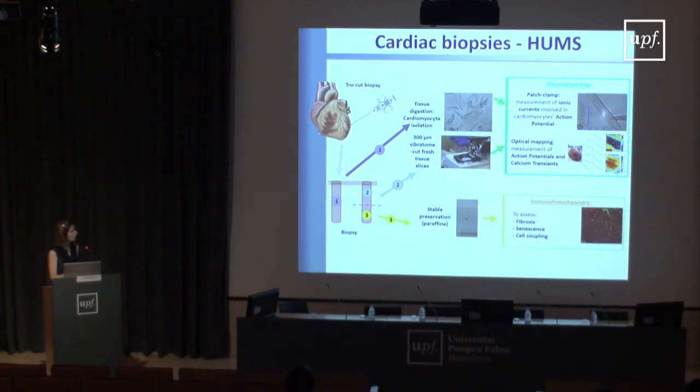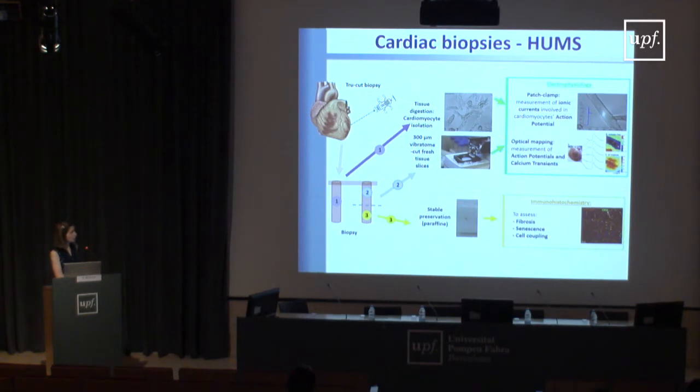And from those patients, before the surgery, we take a true cut biopsy, which means a biopsy of the whole ventricular wall. So it's a tiny piece of tissue, and from that biopsy, what we do is to do several analyses. So basically, one part of the biopsy is for cardiomyocyte isolation, so that we can perform experiments in the cells with the patch clamp technique to measure electrophysiological information.